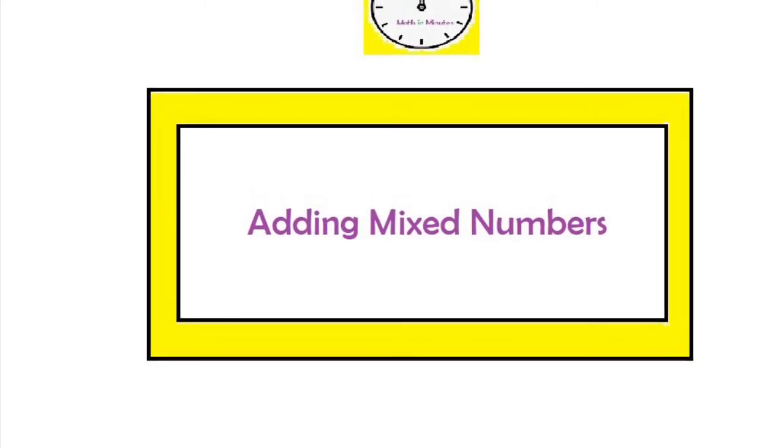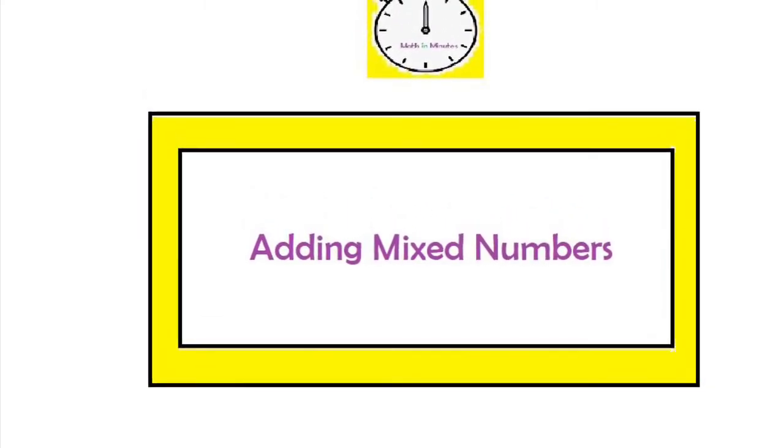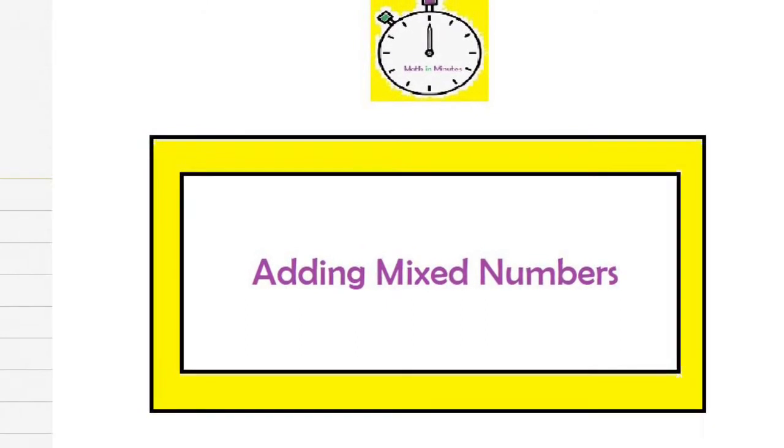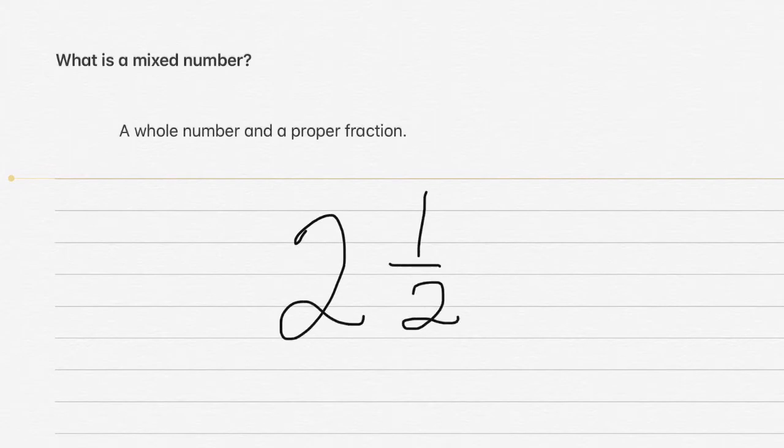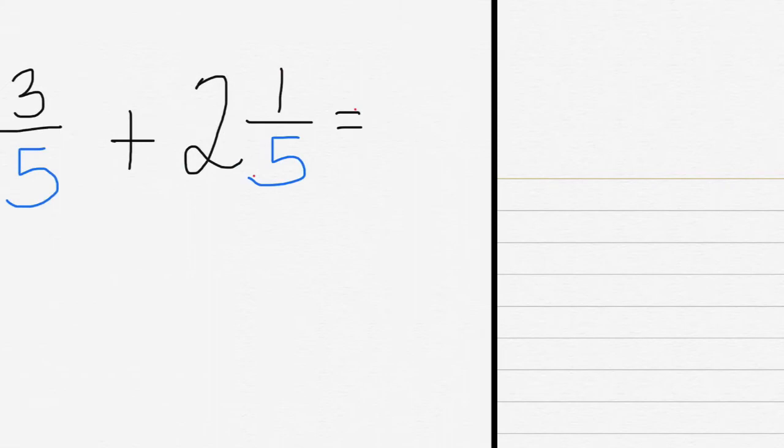This video is on adding mixed numbers. So what is a mixed number? It's a whole number and a proper fraction. For example, 2 and 1/2. 2 is the whole number and 1/2 is the proper fraction.